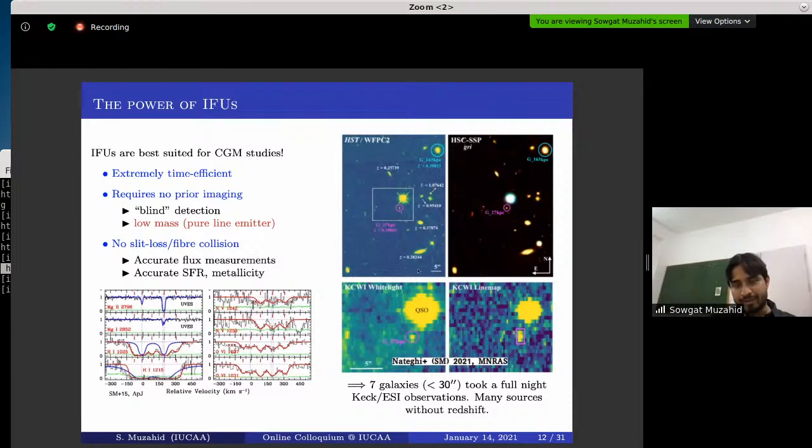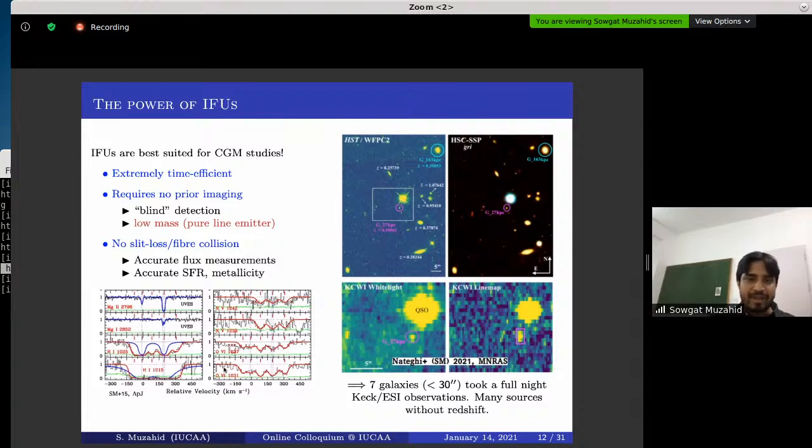I'm showing you by an example. So this is the field we observed with Keck. Keck is a 10-meter telescope, and we used ESI, which is a single slit instrument. It took us a full night on a 10-meter class telescope to get redshifts of the brightest galaxies in this field, nearly 7 of them. Okay, and here is a quasar.